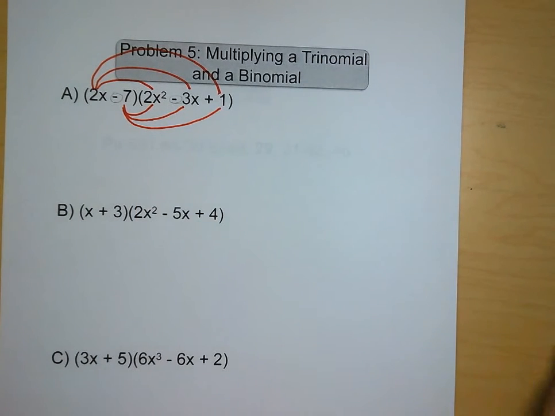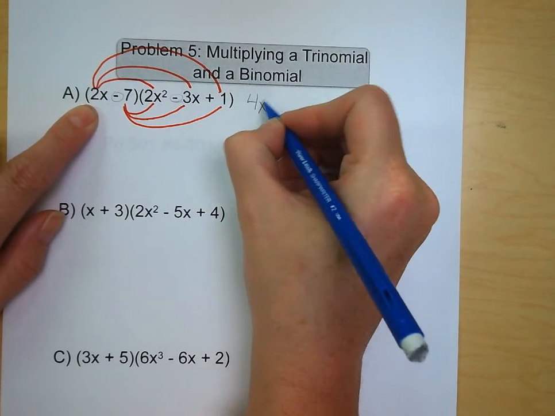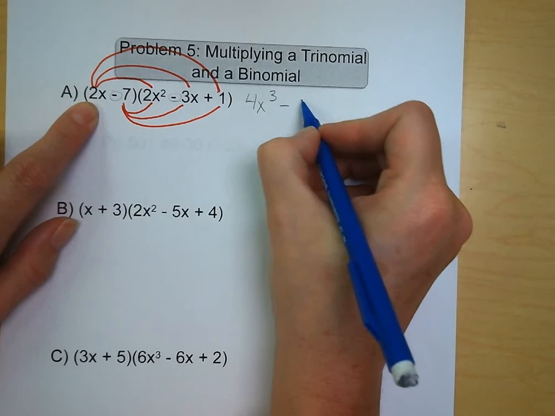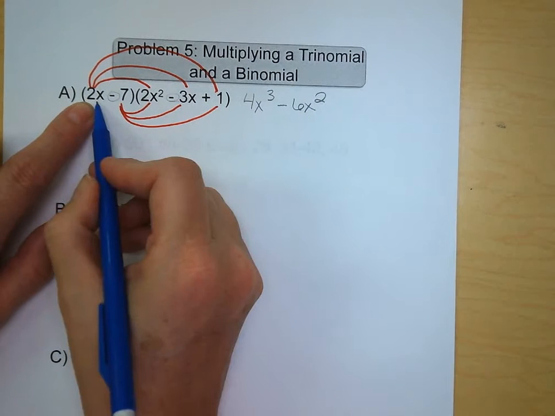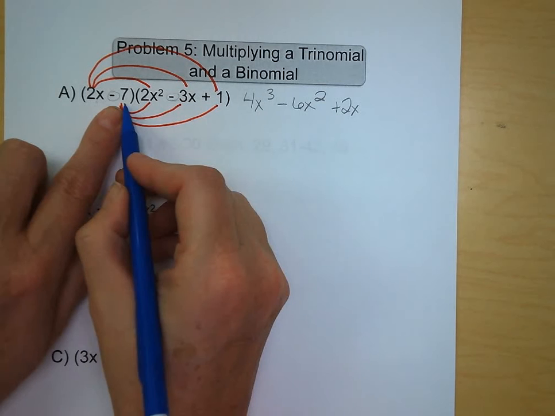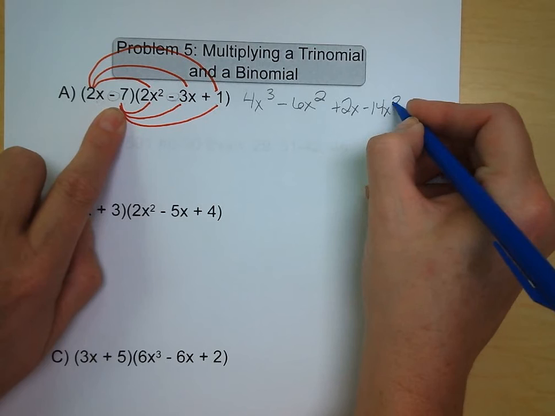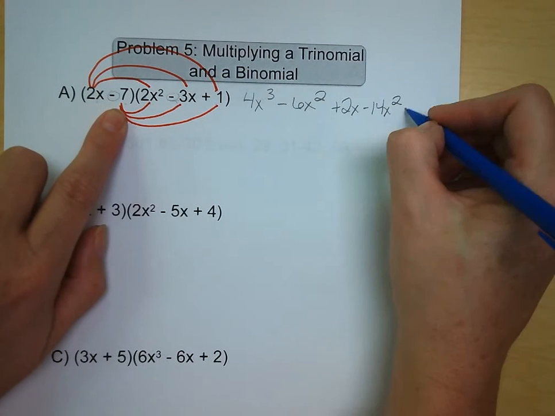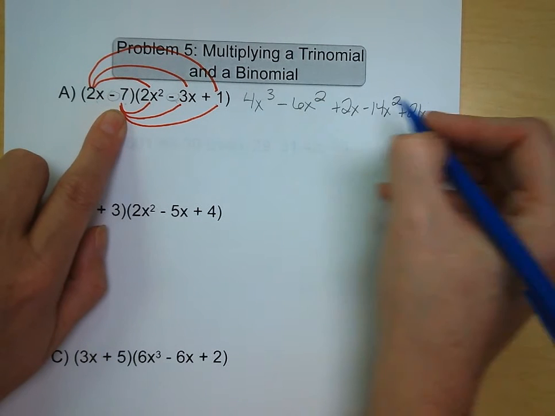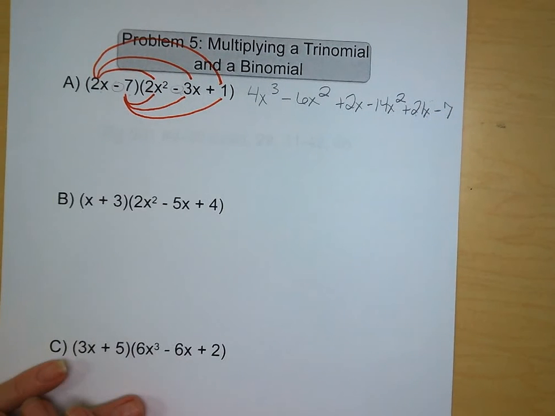Alright, so we're going to start off. 2x times 2x squared is going to give us 4x to the third. 2x times negative 3x is going to give us negative 6x squared. 2x times 1 is a positive 2x. Negative 7 times 2x squared is negative 14x squared, plus 21x squared, minus 7. 21x. All right, 21x minus 7.